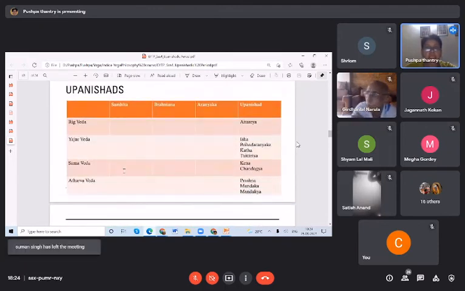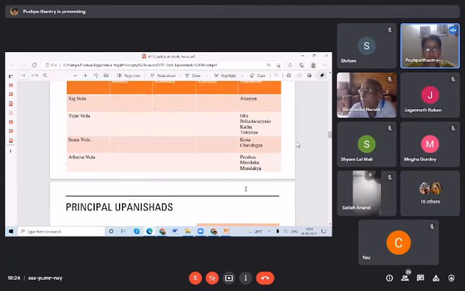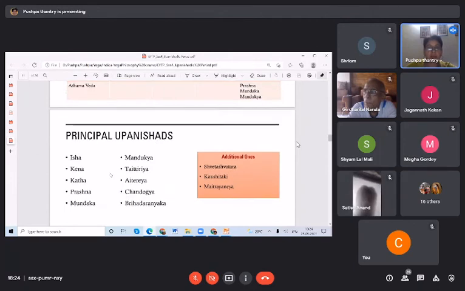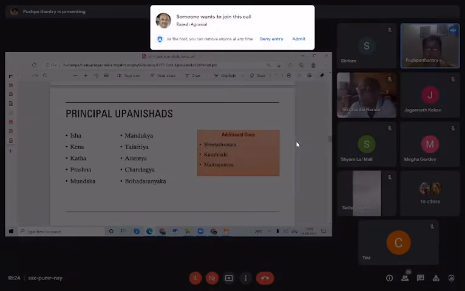And as I said, each of the Vedas will have Upanishads. So these are the main Upanishads. There are 108 Upanishads, and generally 10 are considered very important, and these are listed here. And I'll show you another set of notes which I made as a summary with respect to yoga, on what the important Upanishads are, right? As I said, these are the principal Upanishads, and the additional ones are Shvetashvatara, Kaushitaki, Maitrayani.